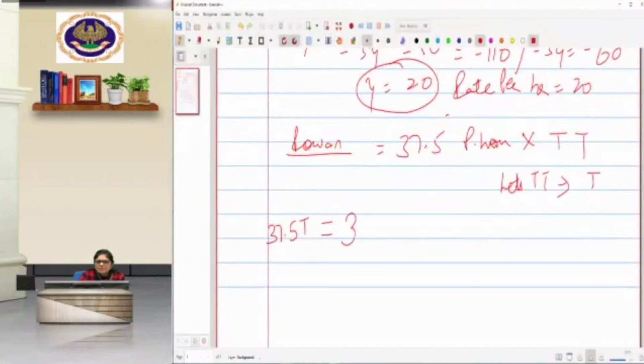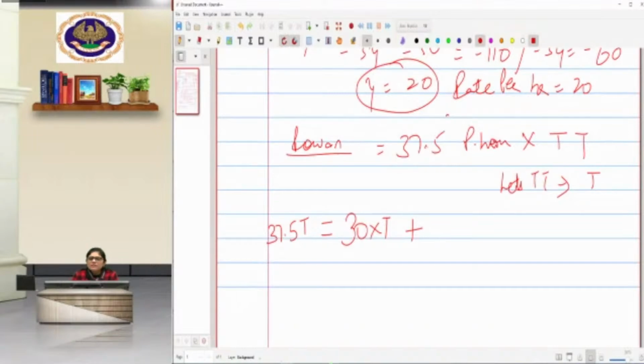So 30 per hour is the wage rate into time taken. We don't know the time taken. Clear? Plus, now the bonus starts under the Rowan plan. Under the Rowan plan, the bonus is time saved by time allowed. Now, time saved is what? Time saved is time allowed minus time taken.